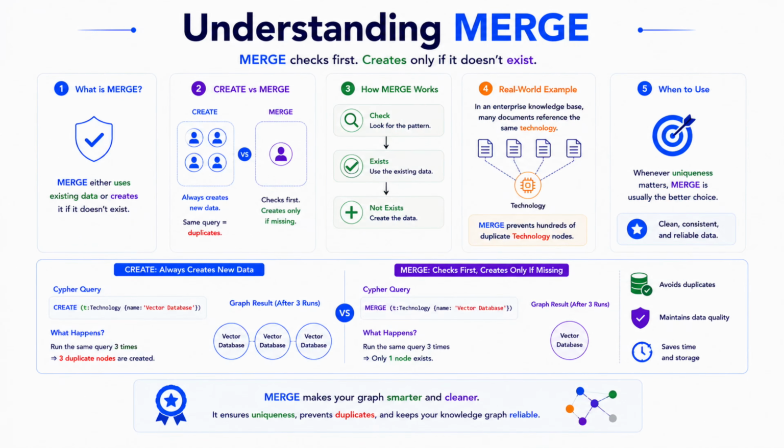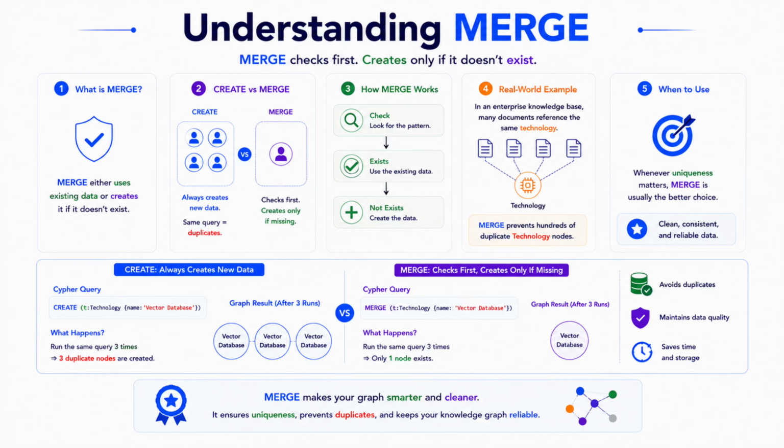There is another important command that every AI engineer should know. It is called MERGE. Many beginners confuse CREATE and MERGE. The difference is very important. CREATE always creates new data. If you execute the same CREATE query 5 times, you will create 5 identical nodes. MERGE behaves differently. MERGE first checks whether the specified pattern already exists. If it exists, Neo4j uses the existing data. If it does not exist, Neo4j creates it. Imagine an enterprise knowledge base where thousands of documents reference the same technology.